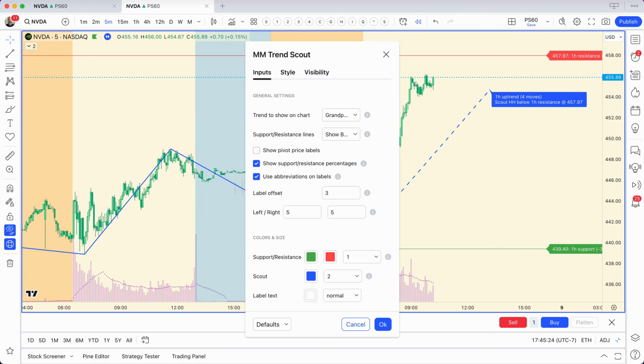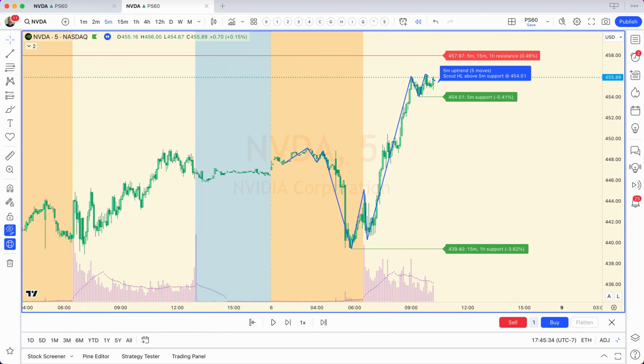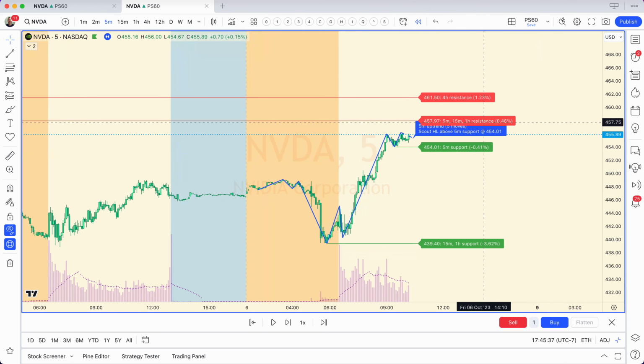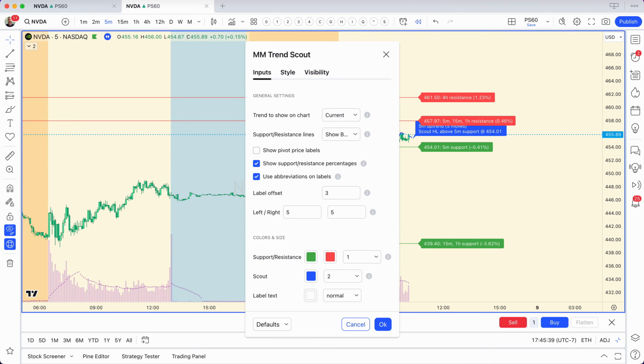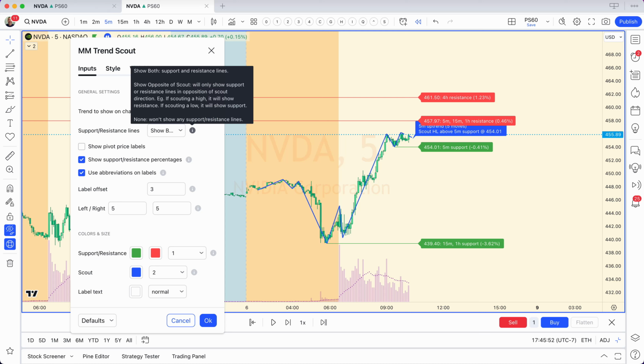The next one down here is show support. Actually, I'm just going to switch this back to current so we can see more resistances and stuff drawn on the chart. Okay, so now we can see a bunch of resistances and supports. So the next one down here, support/resistance lines, it says show both, or you could show the opposite of scout or none. So what that means is, I'll just show you. Well, it says so here. Show both shows both the red resistance lines and the green support lines.